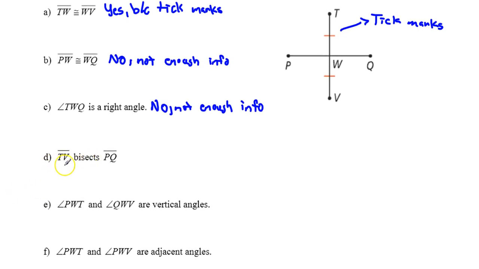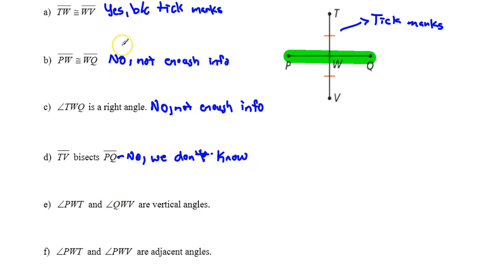Okay, how about this? TV bisects PQ. So TV, now the order of this is important. So TV bisects PQ. What that's asking here is, is PQ being cut into two equal parts? And the answer is no, we don't know that. Okay, so we don't know. There's not enough info.